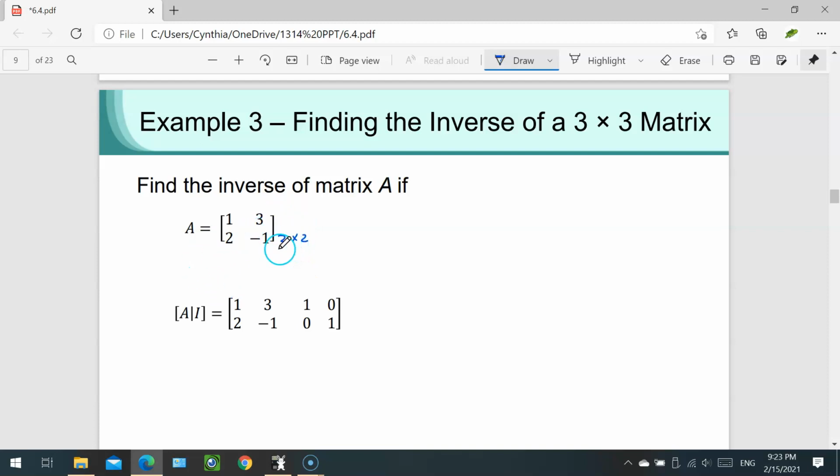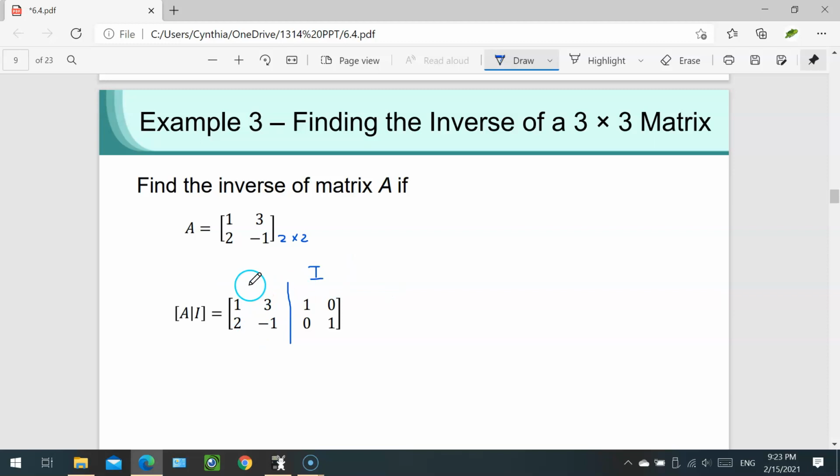So how can we find the inverse? By using the row operation. The idea is we have the matrix A stay on the left hand side. So this 2 by 2, right? 1, 3, 2, negative 1. This is the part from your matrix A. Now, on the right hand side of the vertical bar here, this is the identity matrix. So I put a 1, 0, 0, 1.